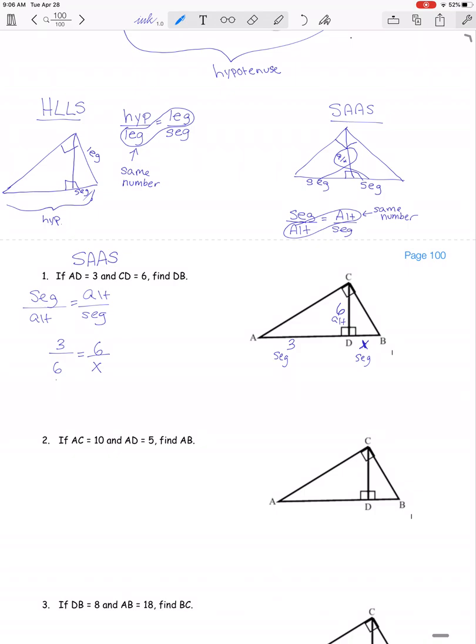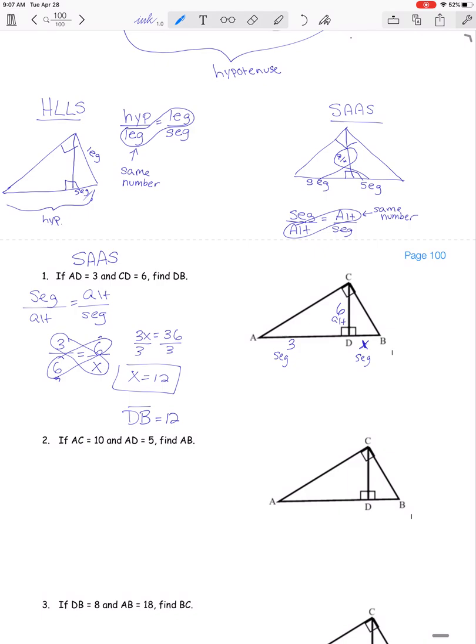See, if you notice, 6 and 6, we said they're going to be the same. All we do now is cross multiply. So 3 times X is 3X. 6 times 6 is 36. So now we know how to solve. We divide by 3, x equals 12. So that means that your segment DB is going to be 12. That's it. That's all we have to do.